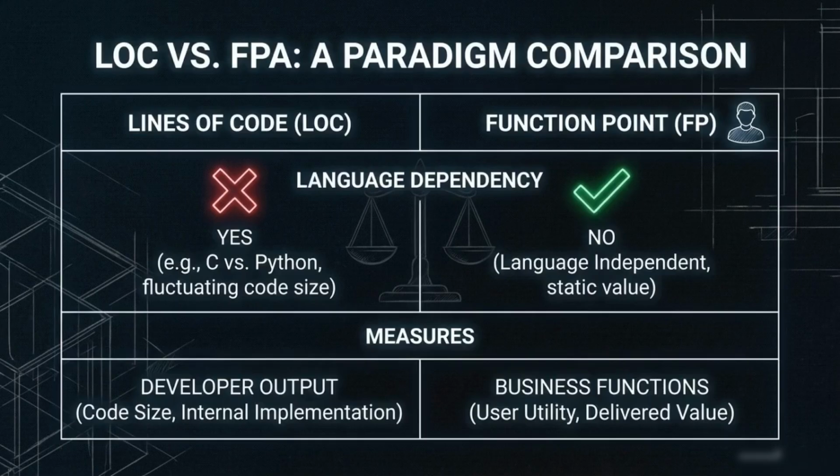Comparing these paradigms in a matrix, the differences are stark. Lines of code fluctuates wildly depending on the language. Function points remain perfectly static. Mapping their focus, lines of code isolates raw developer output. Function points isolate delivered business functions.